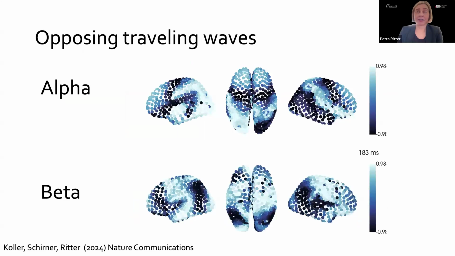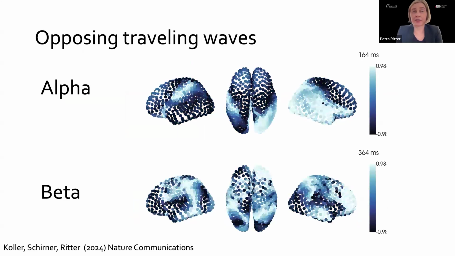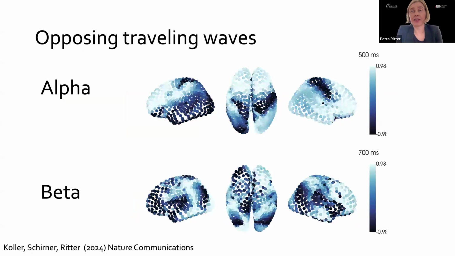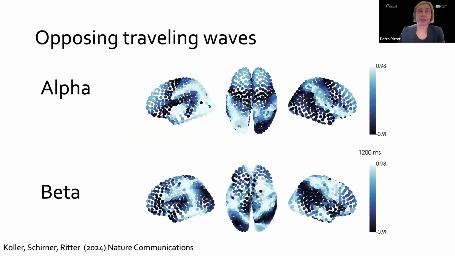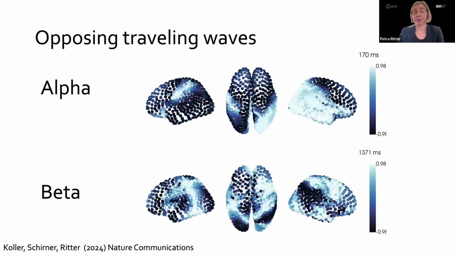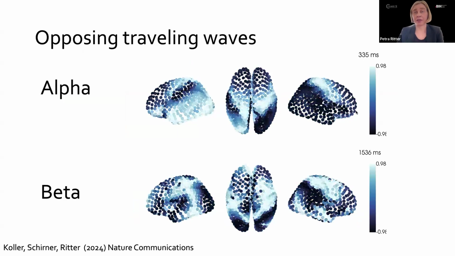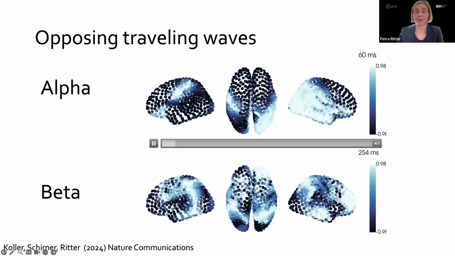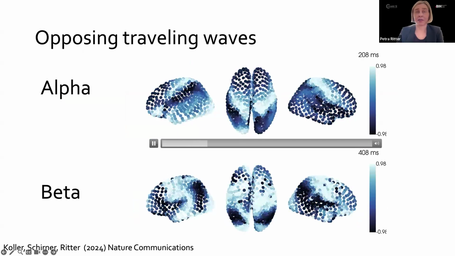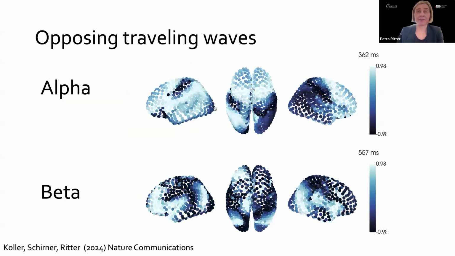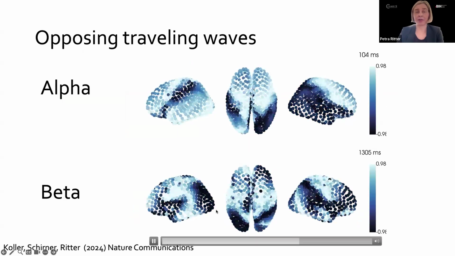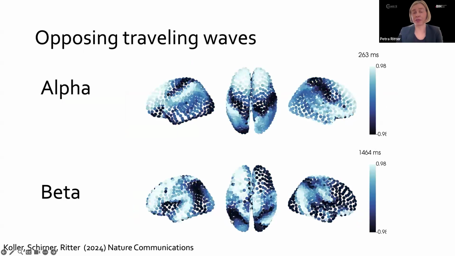So if we now run simulations for the two structural subnetworks, we see that we get opposing traveling waves in the same brain network model, so to say, consisting of two structural subcomponents. And we see that the traveling waves in the alpha band travel from occipital to frontal, and the beta band from frontal to occipital. So they're opposing.